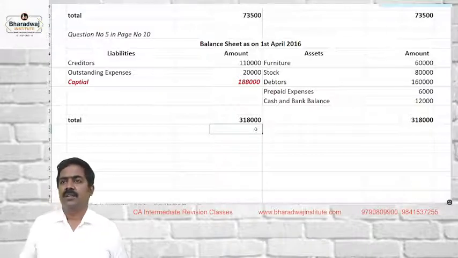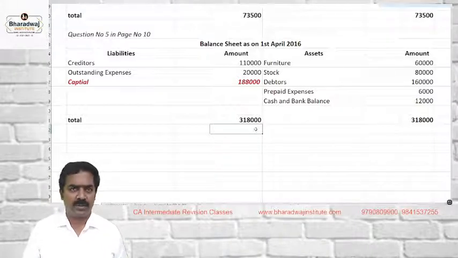4 lakh? 56,000. Let us check. No issues.